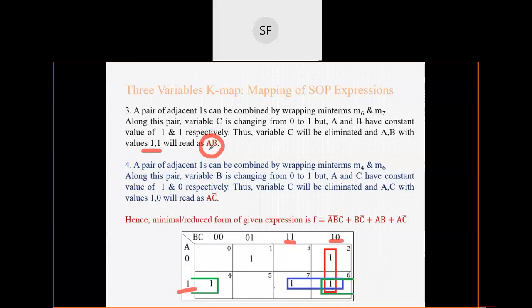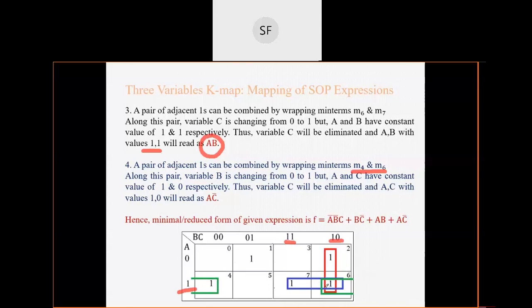Now again the third pair. A pair of adjacent ones can be combined. The structure is the same throughout. A pair of adjacent ones can be combined by wrapping minterms now m4 and m6. So this is minterm m6. You can observe it is shown in the green rectangle. This rectangle is actually open from this side and it will be closed here. So now m4 and m6.